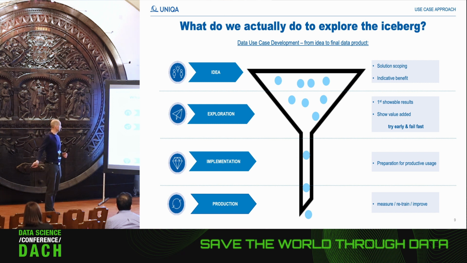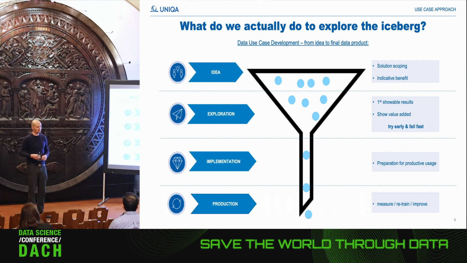Then, of course, it's about finally implementing and preparing everything for production. And in production, from our point of view, this is not the end of the cycle, but you have this whole maintenance cycle, let's call it. Highly important here: in production, you still need to check and backtest whether your model still delivers the value that you expect. And this might then lead to further improvements like retraining, etc. So basically this is our approach for how we deal with the iceberg and develop the use cases.